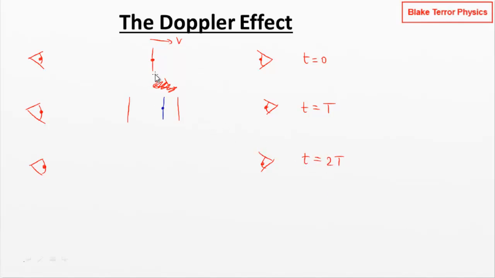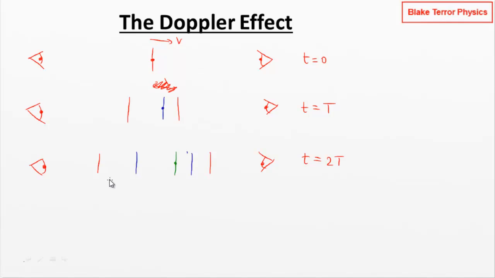Let's go to 2T. So the red wave has now moved again out to here and here. The blue wave has done a similar thing. So that's now moved through a wavelength to say here and another one to say there. Now the source has moved again to there, and releases the next wavefront. Right, so you can see what's happening in terms of the apparent wavelength here.